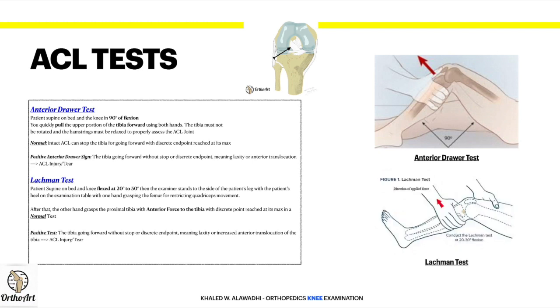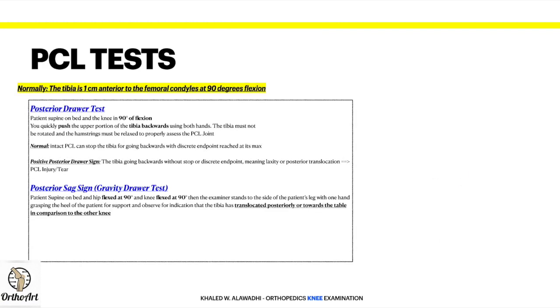This is how you do a Lachman test. Make sure your hand is applied on the quadriceps to prevent any masking and to restrict the quadriceps movement. Then you pull the knee forward, and this is called the Lachman test.